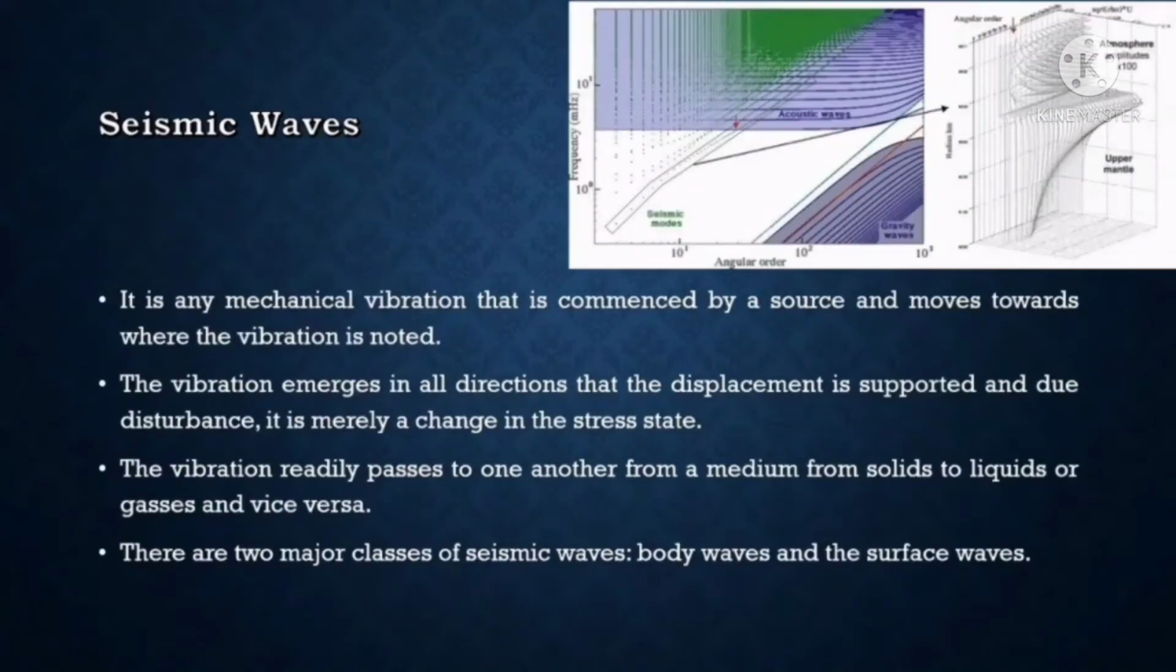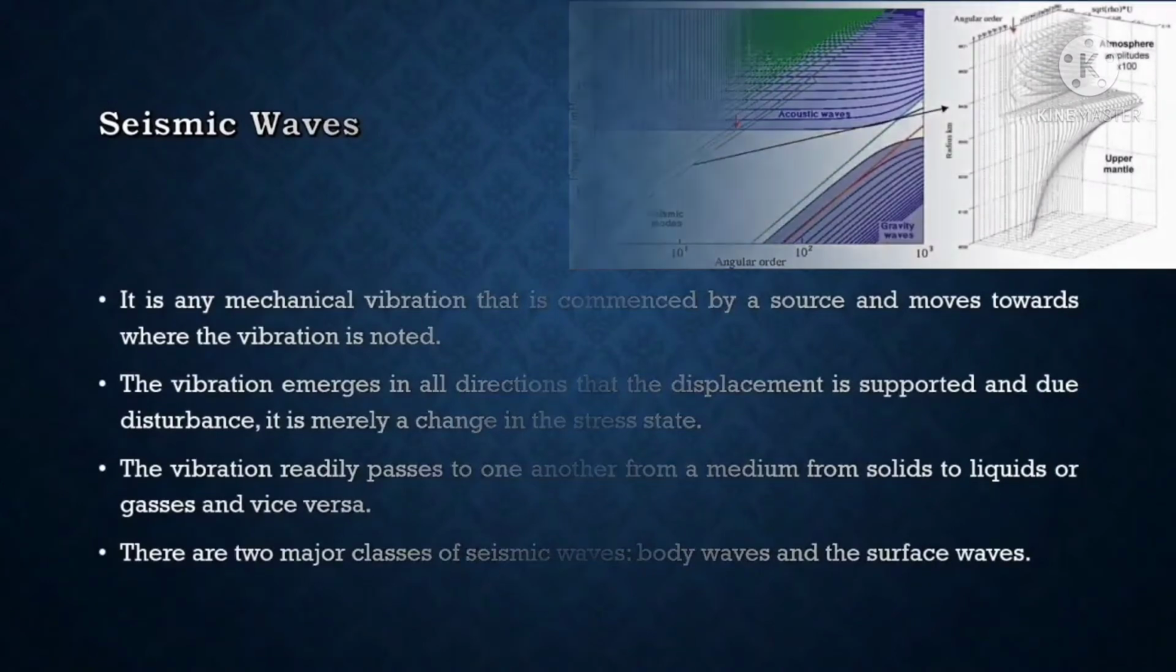Seismic waves. It is any mechanical vibration that is commenced by a source and moves towards where the vibration is noted. The vibration emerges in all directions, thus the displacement is supported, and due to disturbance it is merely a change in the stress state. The vibration readily passes from one medium to another, from solids to liquids or gases, and vice versa. There are two major classes of seismic waves: body waves and surface waves.